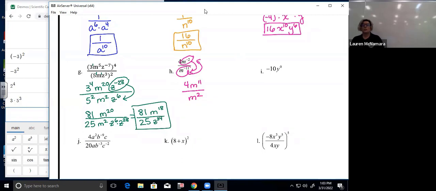Now I look at where's my highest exponent of m: on the top. So m stays on the top. I don't have to write a 1 in the denominator. I do have to write a 1 when there's a 1 that's left in the numerator, but not in the denominator. So here I have 4m to the 9th.